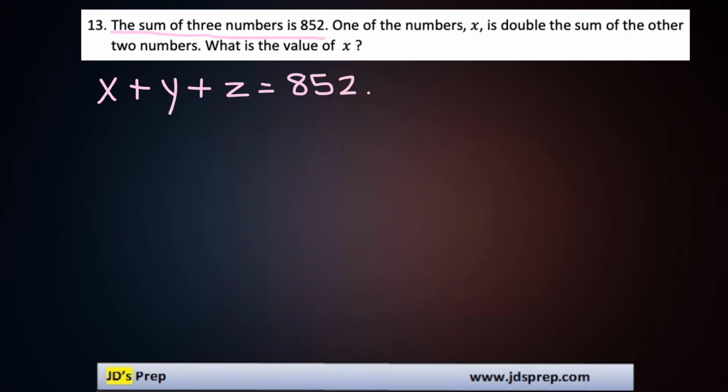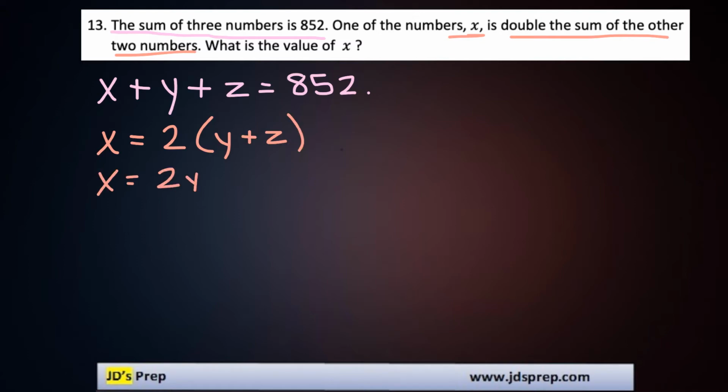The other piece of information we're given is that one of the numbers, x, is double the sum of the other two numbers. So we can write that out as an equation as x being equal to double, or 2 times, the sum of the other two numbers. Well, that would be y plus z. And we can write that without brackets. That would just be 2y plus 2z.